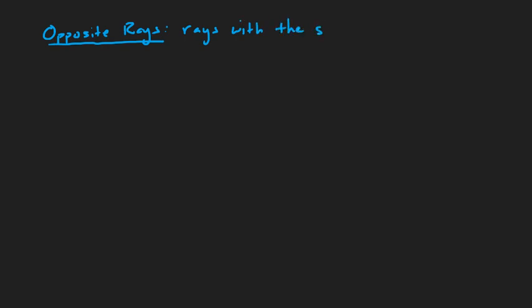Okay, and last but not least, let's talk about what are called opposite rays. Opposite rays are rays with the same endpoint on the same line.